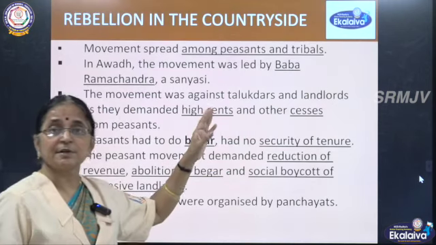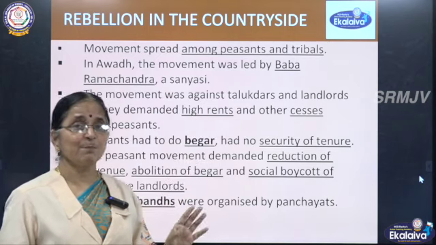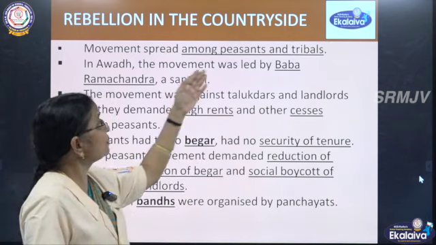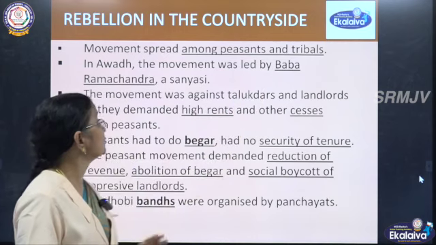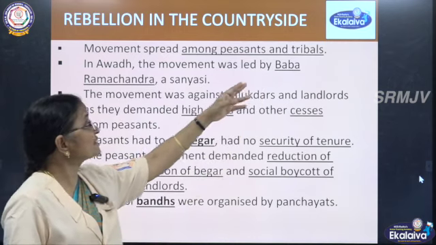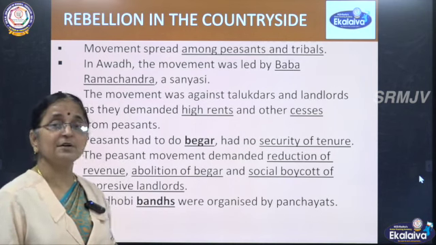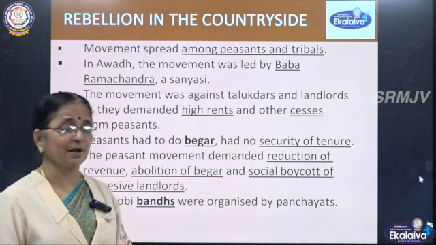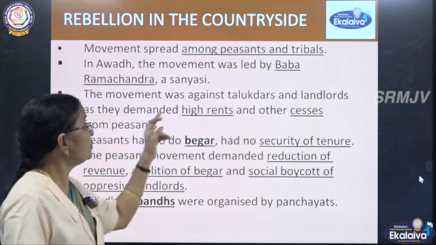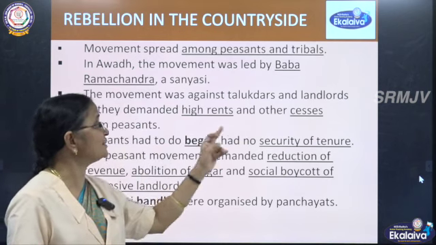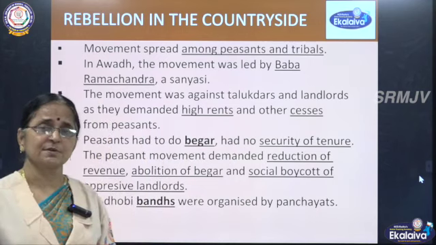Rebellion in the countryside. There was an uprising in the countryside. The movement spread among peasants and tribals. In Awadh, the movement was led by Baba Ramachandra, a sannyasi. The movement was against talukdars and landlords as they demanded high rents and other cesses from peasants.